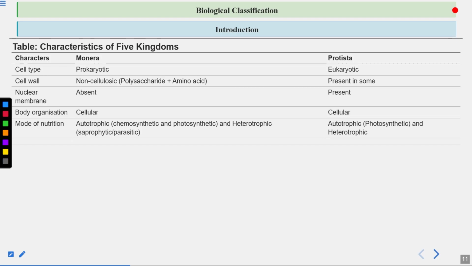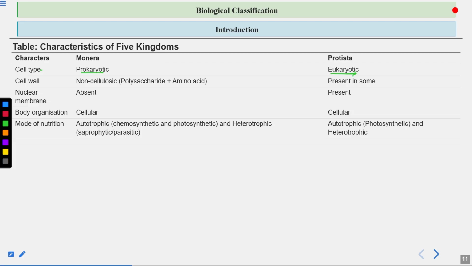Okay, let's talk about the 5 kingdoms now, characteristics of the 5 kingdoms. So again, you should know about this. Let's talk about Monera and Protista first. Monera, they are prokaryotes, Protista, they are eukaryotes. Prokaryotic cells don't have a true nucleus. In terms of nucleus, they have a nucleoid. They don't have membrane-bound cell organelles.